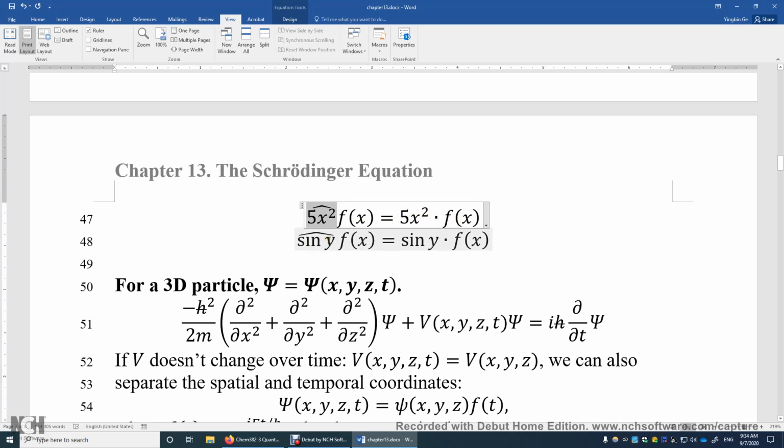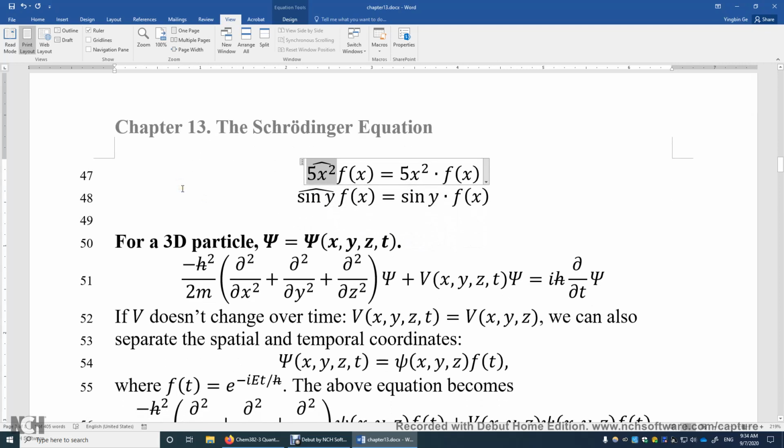Sin y can be an operator. The sin y operator applied to f(x) gives sin y times f(x). Now let's look at a more complex three-dimensional particle. We need x, y, and z in the wave function, and we need 3 terms in the kinetic energy expression because the particle may move in the x direction, y direction, and z direction. The wave function, again, is a function of 4 variables now: x, y, z, and time. The potential energy may depend on x, y, z, and time as well.